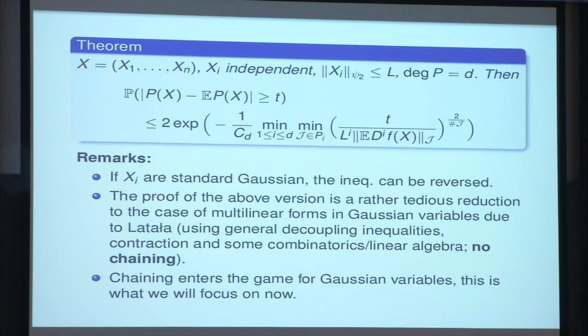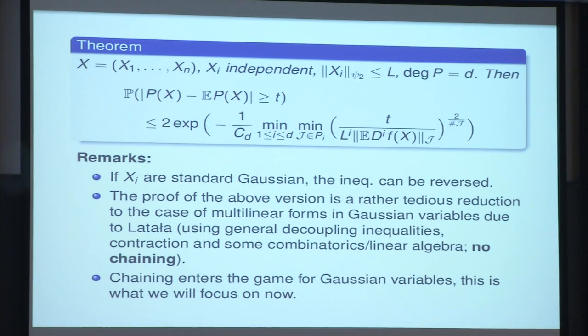So some remarks. Again, like in the Hanson-Wright inequality, if the variables are standard Gaussian, the inequality can be reversed. Again, I mean that I replace this constant 1 over CD by some other constant, and instead of 2, I have 1 over some big constant, and then you will get an inequality in the other direction. Now, this is what I mentioned at the beginning. What about the proof of this result?